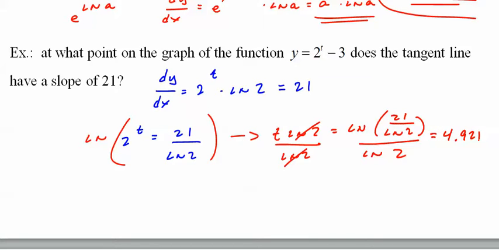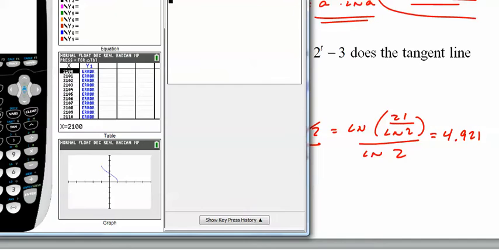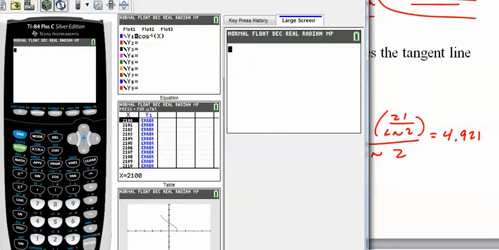And there's lots of different ways you can do that by rewriting things, but that's what you're going to get, that's fine. And you plug that in, and I actually will plug that in, the 4.921 minus 3. 2 to the 4.921 minus 3 is about 27. So, did I write it wrong? No, I wrote it right.